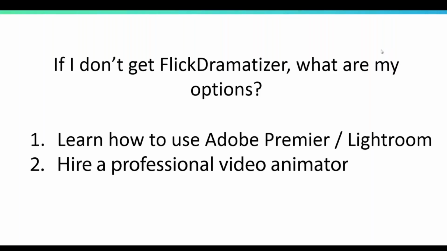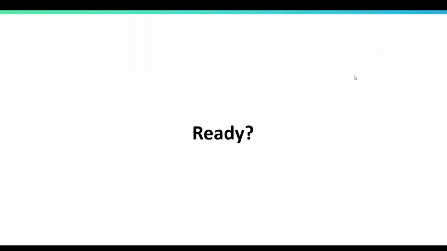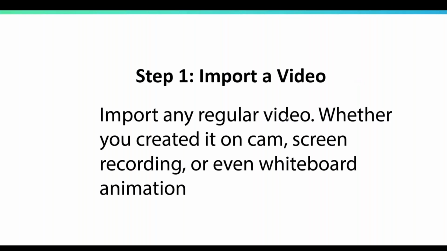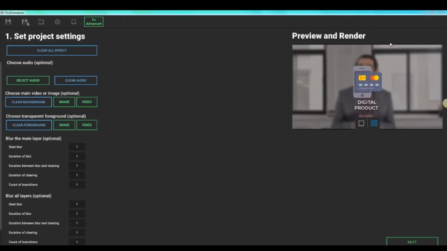All right? So I'm going to show you 3 steps on how you can make your videos better. Step 1: you can import any regular video, whether it's created on camera, a screen recording, or even a whiteboard animation. FlickGraph is desktop software. With this software, you'll be able to put in any video that you have. You can also use images. You can even have a transparent foreground image.